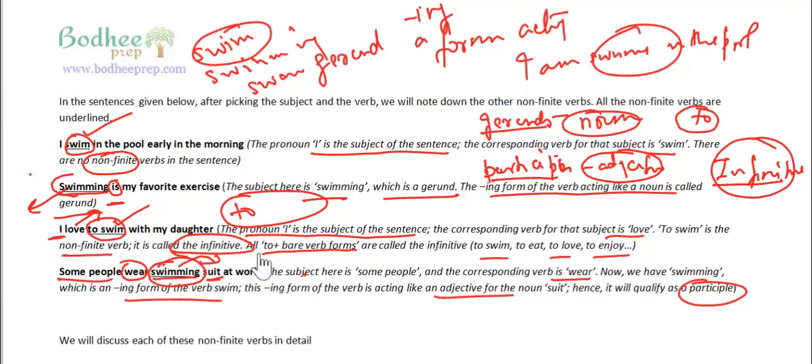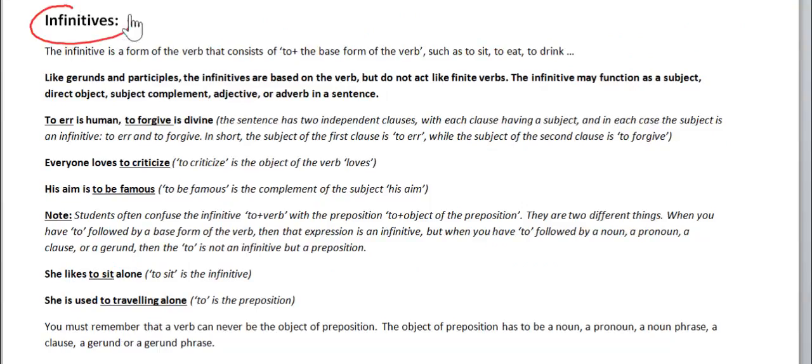So let's go and discuss the infinitive. Now we will discuss the infinitives here. It says the infinitive is a form of the verb that consists of to plus the base form of the verb, such as to sit, to eat, to drink. These are all infinitives. Now see, like gerunds and participles, the infinitives are based on the verb. So we'll not discuss this. We are here to discuss gerunds and participles.